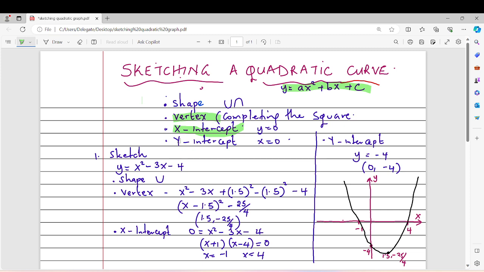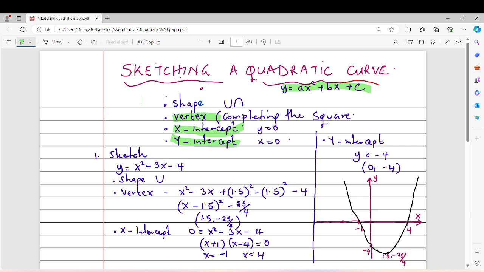And then the y-intercept is when our graph crosses the y-axis, and we know clearly that on the y-axis, x is equal to 0. So let's start by sketching y equals x squared minus 3x minus 4.